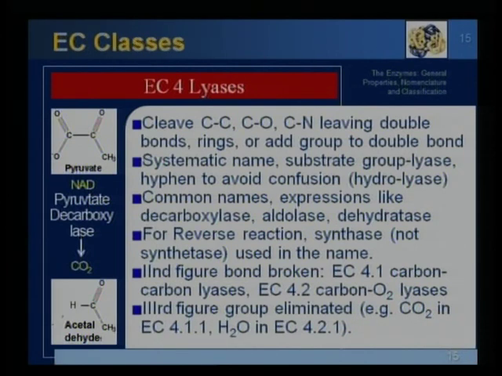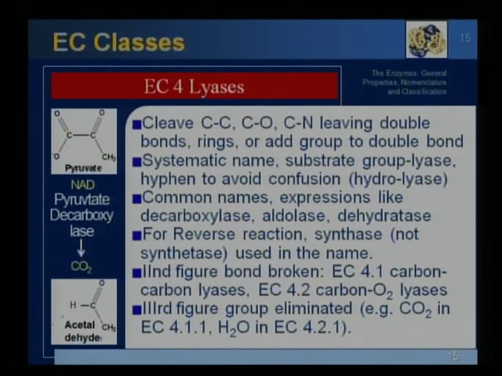So, it is better to say hydro-lyase rather than hydrolase, because otherwise confusion would arise and this could be avoided. So, therefore, IUPAC has recommended that the hyphen must be inserted between the group and the term, that is the standard ending, lyase. Common names for lyase type of enzymes are very simple. You can say decarboxylase or aldolase or dehydratase, etc.